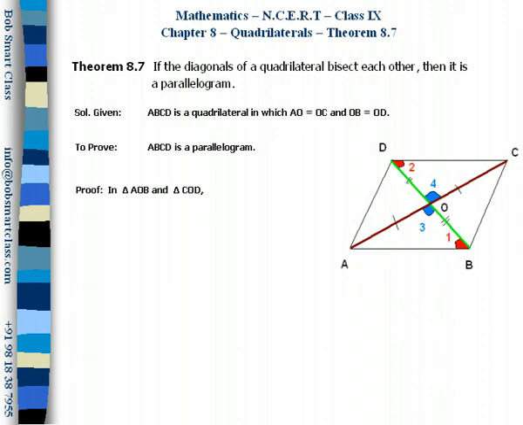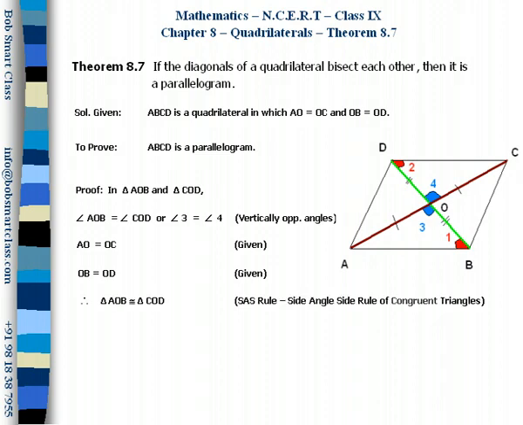In triangle AOB and triangle COD, we have angle AOB equals angle COD, or angle 3 equals angle 4, because they are vertically opposite angles. And we have line AO equals line OC and line OB equals line OD, which are given in this theorem. Therefore, by the SAS rule, that is the side angle side rule, these two triangles are congruent. Therefore, triangle AOB is congruent to triangle COD.